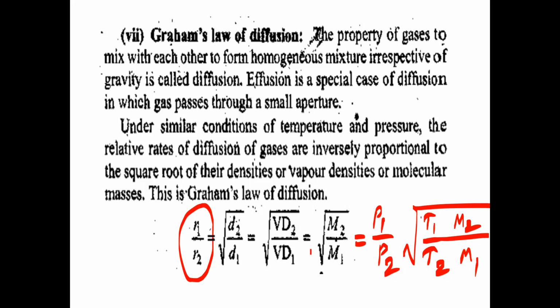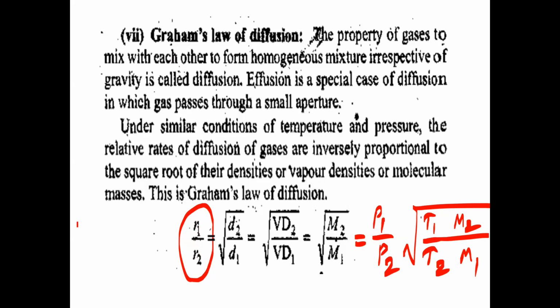Okay, so here, R1 by R2, the rate of diffusion of the first gas by the rate of diffusion of the second gas, is equal to the pressure of the first gas by the pressure of the second gas, into the square root of the temperature of the first gas by the temperature of the second gas, and the square root of the molecular mass of the second gas by the molecular mass of the first gas. So this way we have to understand R1 by R2, the ratio of rates of diffusion.